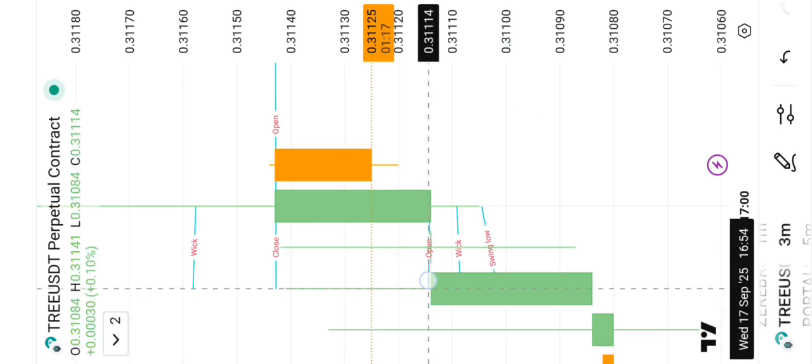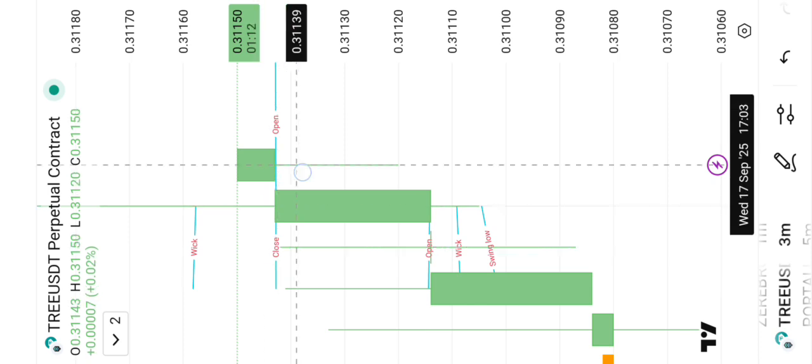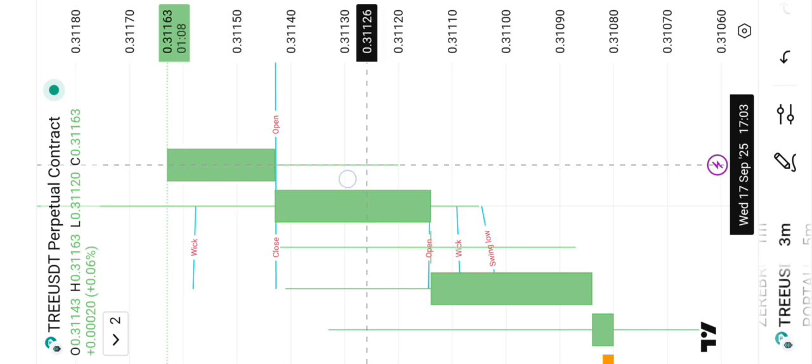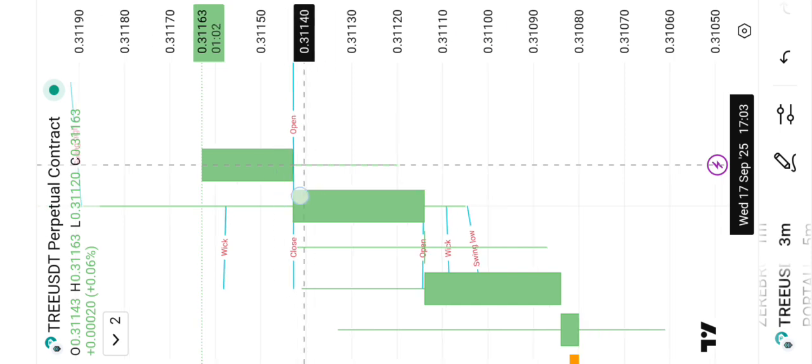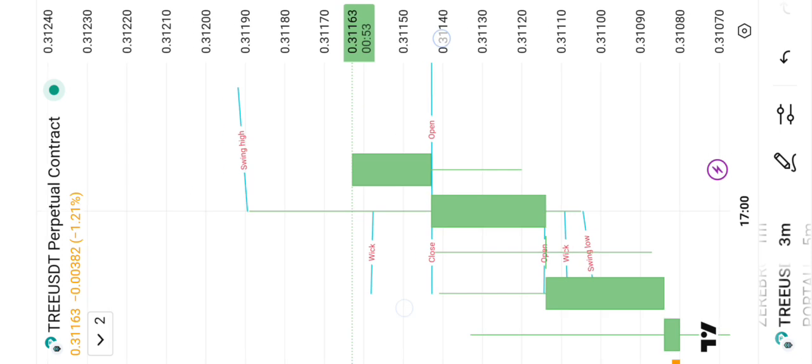Look at it. It opens here, it's closed here. See that the same open place is still there. So if it will be a bullish candle, it will open here and close somewhere around here. If it will be a bearish candle, it will open at that same spot, then close below. Let's wait for it.